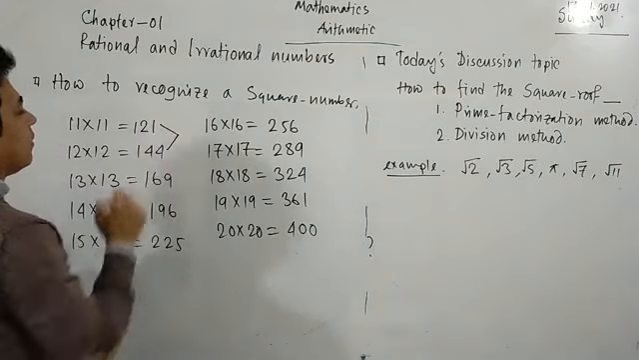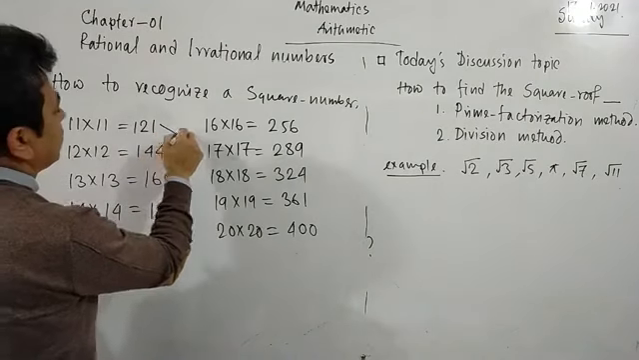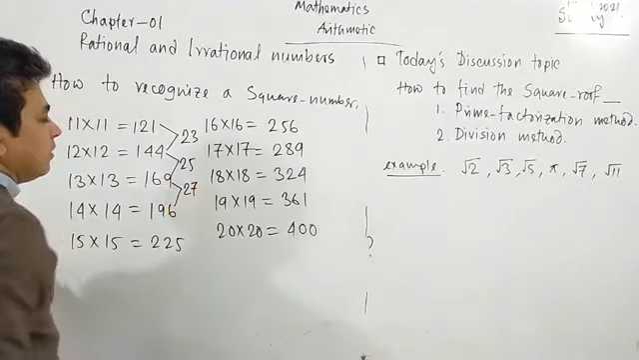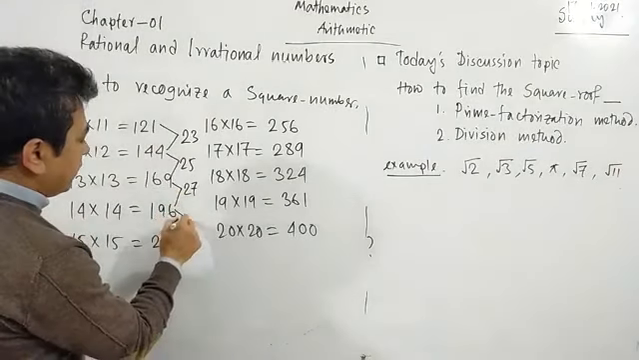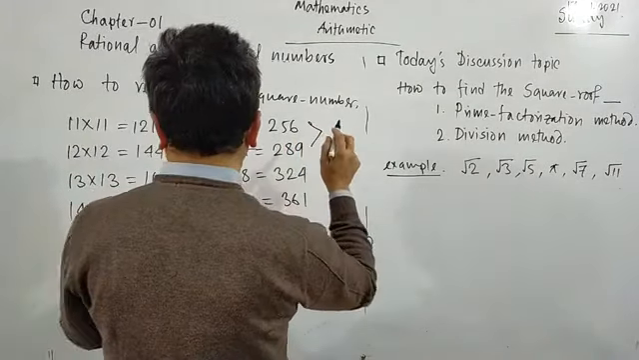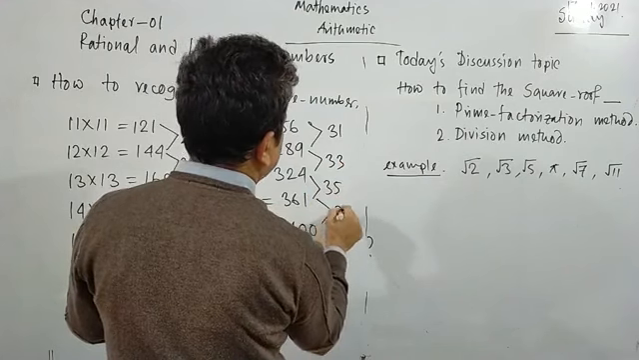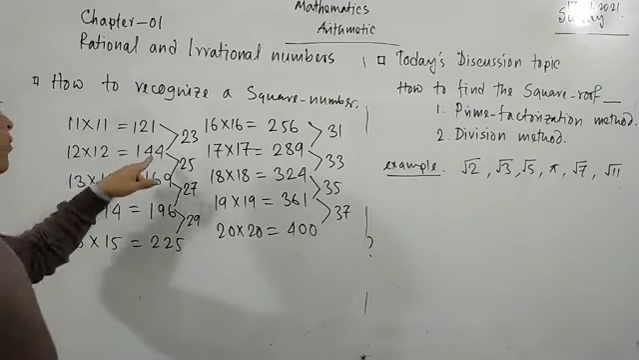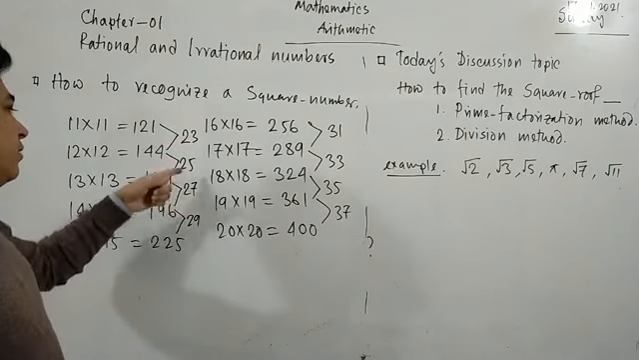Look here, from this number to this number the difference is 23, then 25, then 27. There are very good correlations between every single number, every two numbers. Then 29, 31, 33, 35, 37. From 121 to 144, it is 23 greater. 144 to 169 is 25. So the differences go 23, 25, 27, 29.